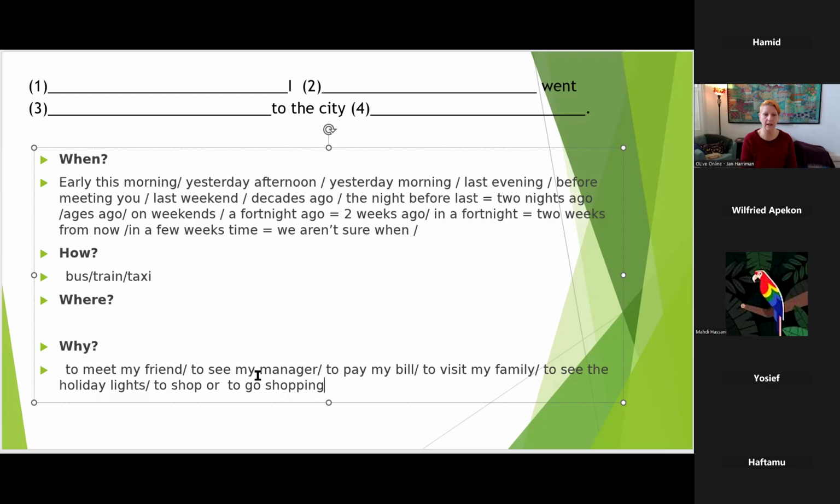So if you're using the shopping -ing form, make sure that you've got the to go. We only use the -ing form after either to be or to go or to have. Okay. So otherwise, just use the infinitive, to shop.